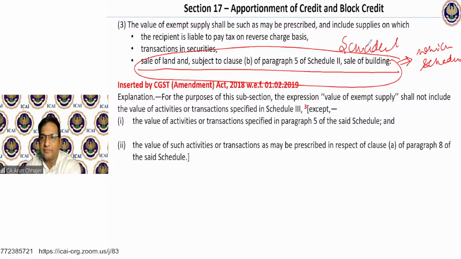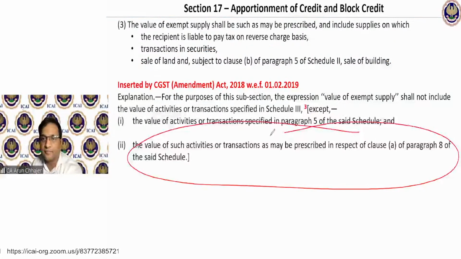Answer is schedule 3. If you refer to schedule 3 para 5, it is out of GST. But do we need to reverse the ITC? Answer is yes, when you have a transaction of para 5. And this is a recent amendment. Earlier it was limited to para 5. Now they are saying para 8A also. Para 8A of schedule 3.